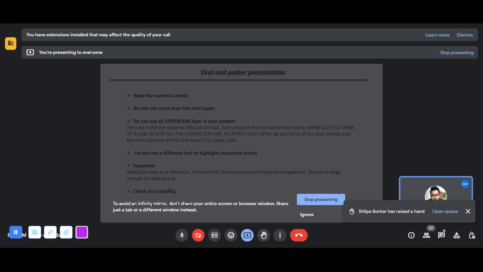Check your spelling. A spelling mistake in a poster or oral presentation is a very bad thing, because I've seen people criticizing these things in a very bad way, in a presentation and even in a poster. Maintain a constant style in the way you are presenting. There should be coherence in your presentation. It should not be haphazard, with you putting in some things here and there.